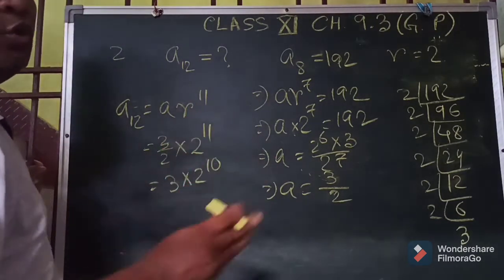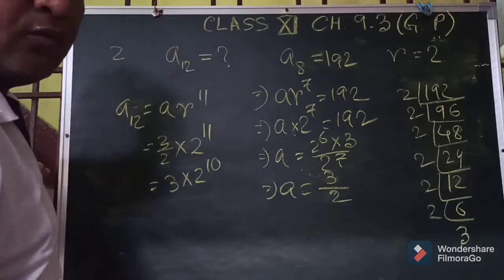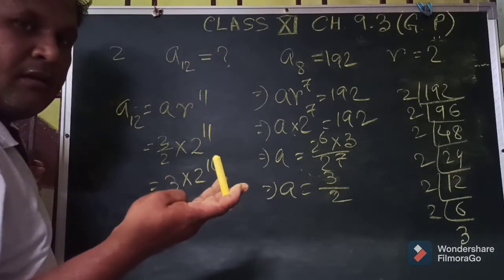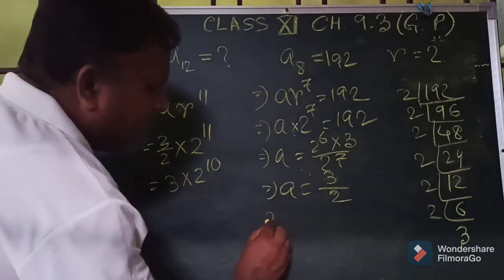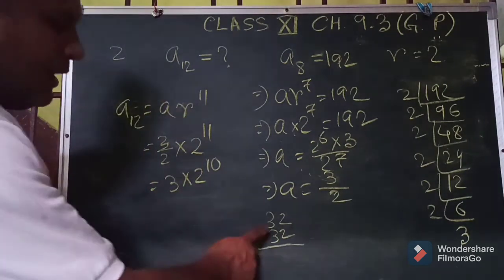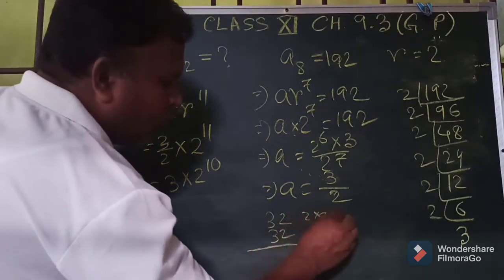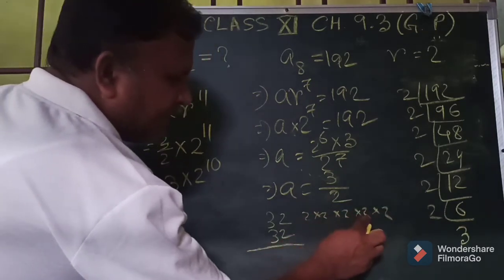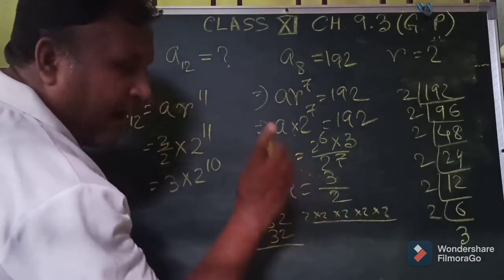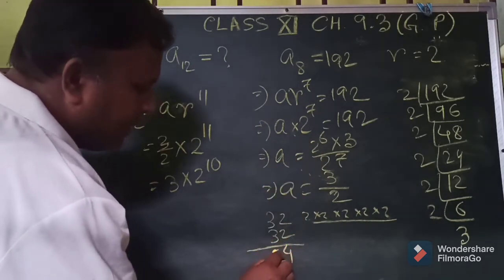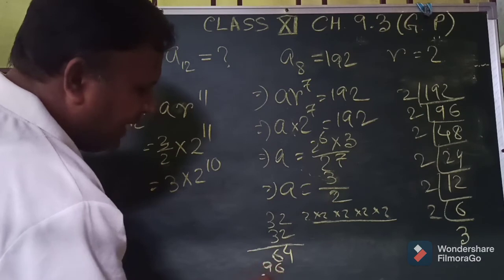2 to the power 10. 2 to the 4, 4 to the 8, 8 to the 16, 16 to the 32. That means 32 into 32 will be 2 to the power 10, because here there are 5 2s, and another 5 2s, so it is 10. So it is 1024.